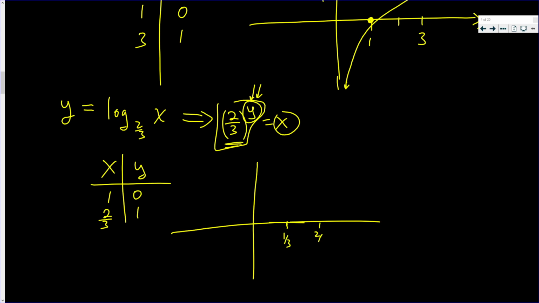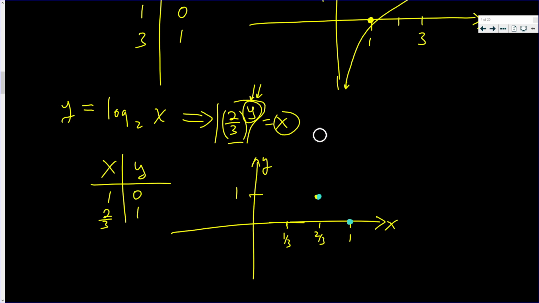1/3, 2/3, 3/3, or 1. So when x is 1, y is 0. Okay, or if you prefer, when y is 0, x is 1. When x is 2/3, we go up 1, which gives me this point right here. And I have to get closer and closer to one of the axes.